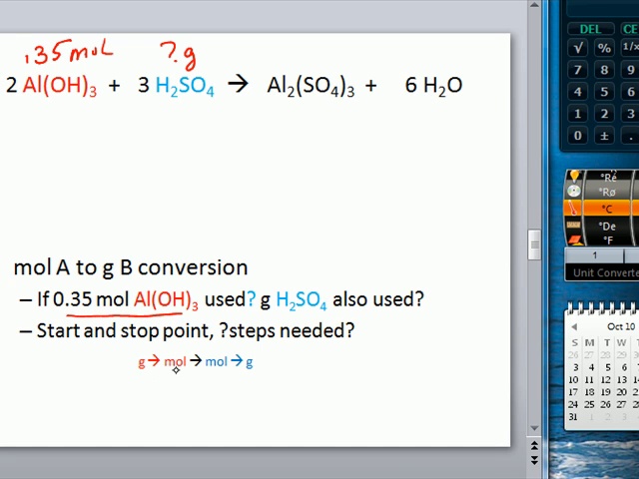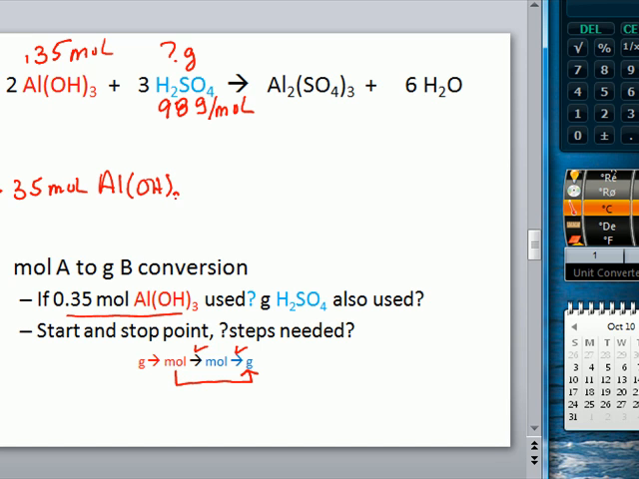Well, my starting point is moles and my ending point is grams. I'm going to need 2 conversion factors. I'll need coefficients and I'll need the molar mass. And by the way, the molar mass of sulfuric acid is 98 grams per mole. So my starting information is 0.35 moles, and notice I'm also going to put down the label. I've got a unit and I have a label.